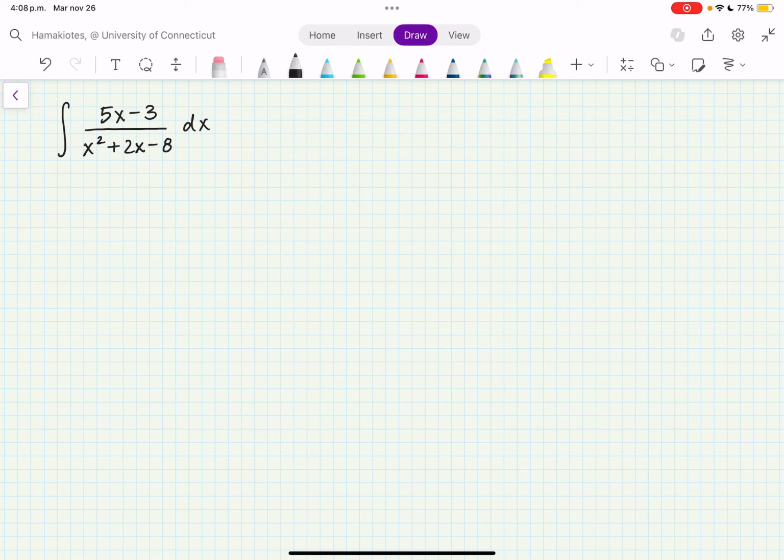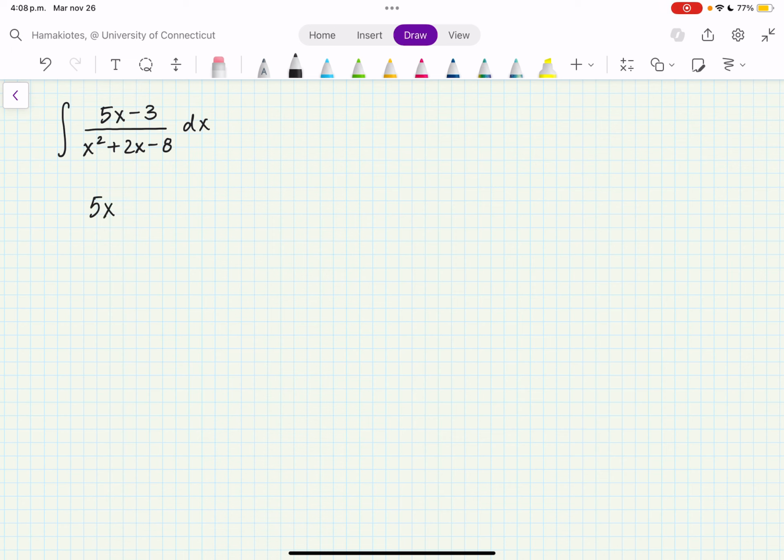In this video, we are going to evaluate the integral of 5x minus 3 all over x squared plus 2x minus 8 dx. So first, we might be tempted to use substitution because we have an x squared term in the denominator and an x term in the numerator. But if we do that, then u would be x squared plus 2x minus 8, and du would be 2x plus 2 dx, which doesn't quite appear in the numerator. So first, let's see if we can factor the denominator.